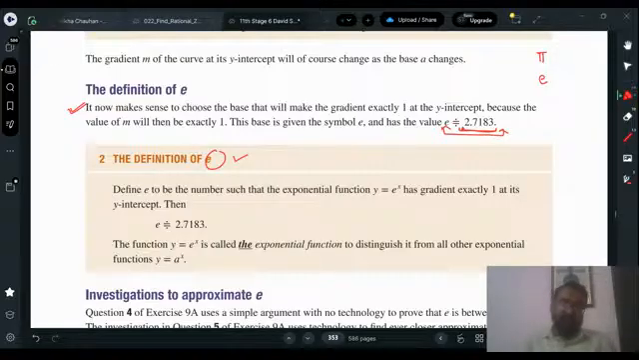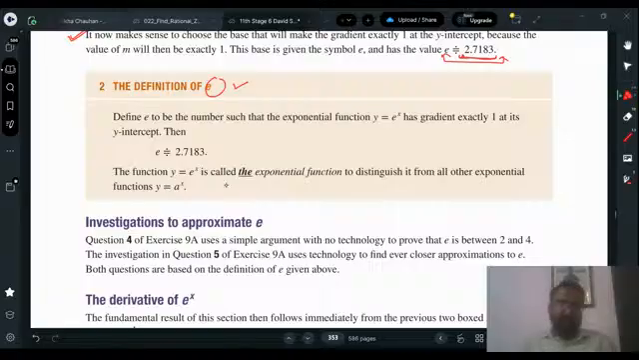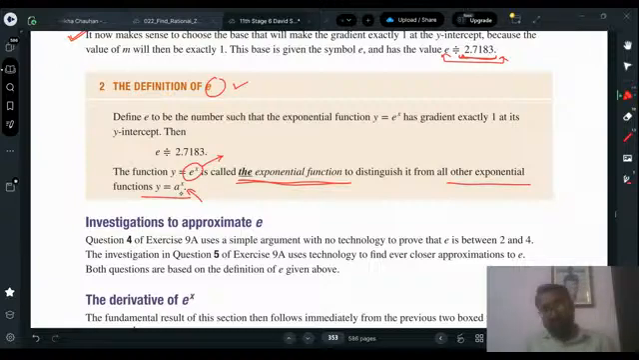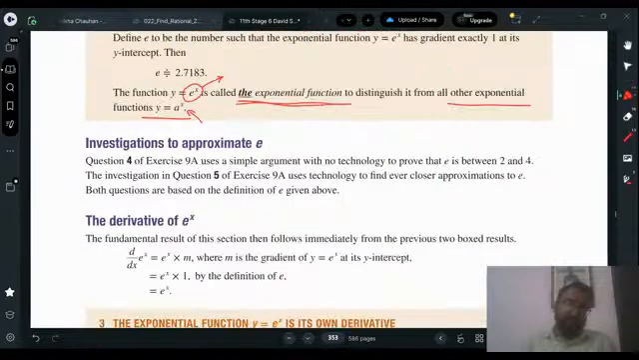And this is the definition. E power x is called the exponential function. All the others are also exponential, but with base a. E power x is the exponential function with base e, and a power x is the exponential function with base a. That is the important observation.